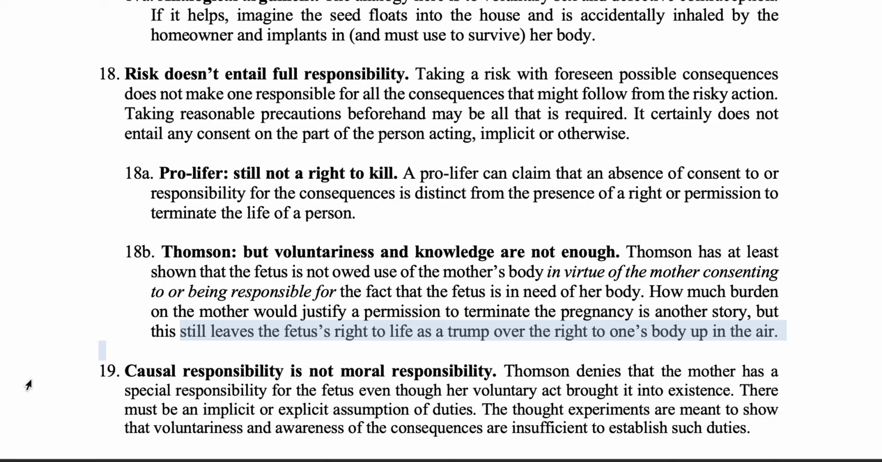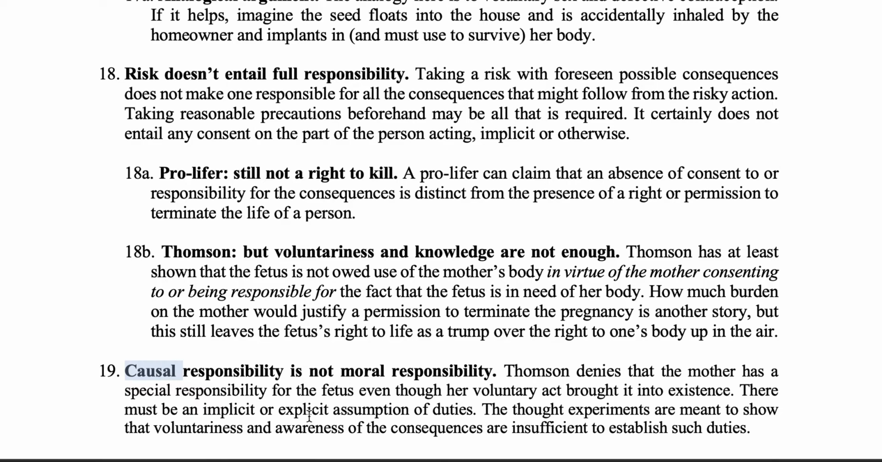All right, and then she says at the end of this section, causal responsibility is not enough, for sure. So she's like, well, what if they say, well, you caused it? Like you're the literal cause of the fetus coming into existence, which is kind of undeniable. And so Thomson says, well, that doesn't matter. You don't have some special responsibility even though your action literally caused it to come into existence. Right? You need something to justify the assumption of a duty here, the assumption that you owe the fetus your body. You need something more than just being the cause.